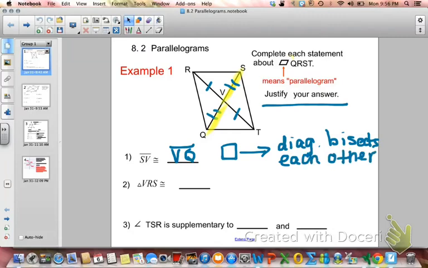This number 2 is asking us actually to find a triangle. It wants to know what's congruent to triangle VRS. So if we're talking about what's congruent to a triangle, you need to find another triangle. Well, remember, we just showed that these diagonals bisect each other. We also know from previous work that vertical angles are congruent. So here we can see that we have a side angle side triangle congruency.